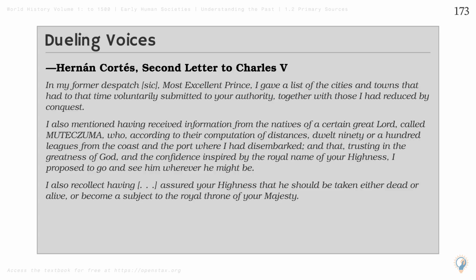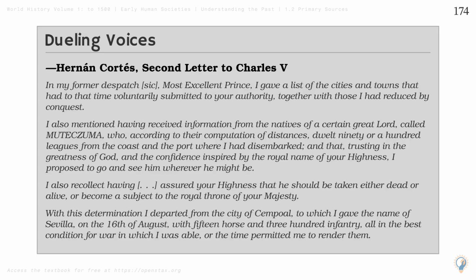I also recollect having assured your highness that he should be taken either dead or alive, or become a subject to the royal throne of your majesty. With this determination I departed from the city of Sempol, to which I gave the name of Sevilla, on the 16th of August, with 15 horse and 300 infantry, all in the best condition for war in which I was able, or the time permitted me to render them.